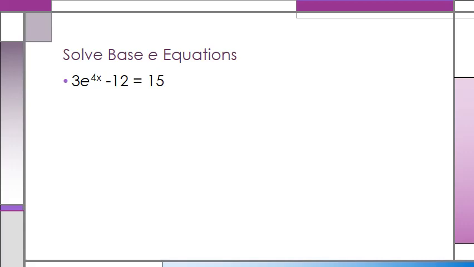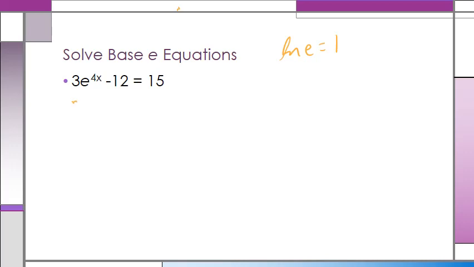Well, now let's work on solving base e equations. Using the natural base e and the natural log really helps make solving logarithmic and exponential equations easier because the ln of e equals 1. So when we take the log of e, that equals 1. So let's look here. We've got 3 times e raised to the 4x minus 12 equals 27.